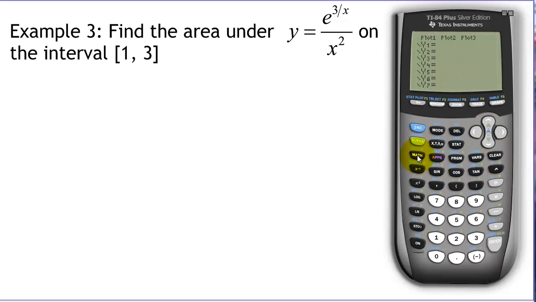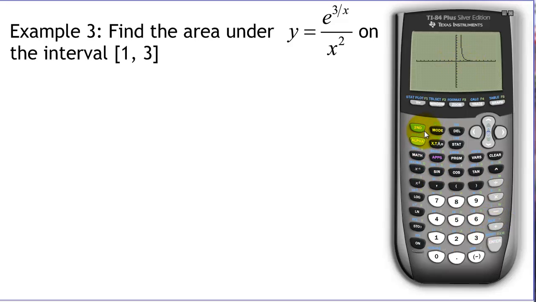So now we need to enter our function. So we have second e to the x, and our exponent is 3 divided by x. And then divide that whole thing by x squared. And let's graph that, zoom 6. Oops, I didn't hit the graph button here. Let me go back on that. So zoom 6. Again, if we wanted to see this more clearly, we could zoom in. I'm not going to do that because our interval 1 to 3 is right there.